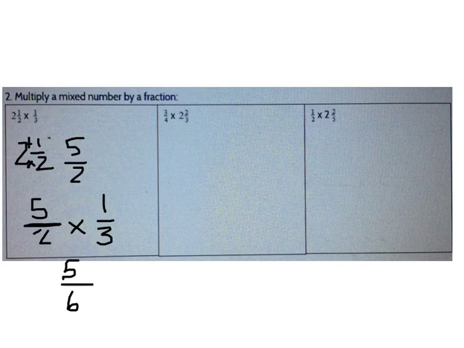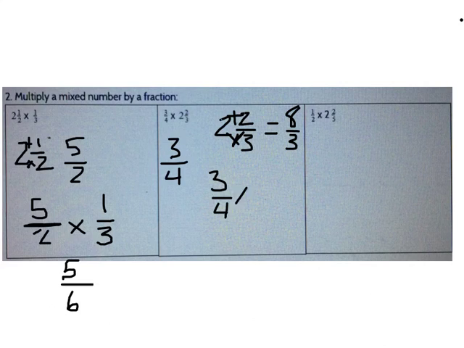What's 3/4 times 2 2/3? Well, 3/4 is already a proper fraction. How do I write 2 2/3 as an improper fraction? Let's see how you did. 2 times 3 is 6, plus 2 more is 8 over 3. Now I can multiply.